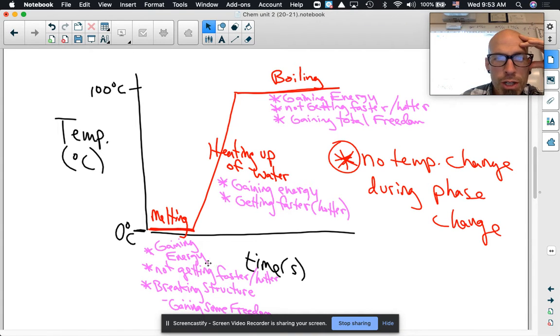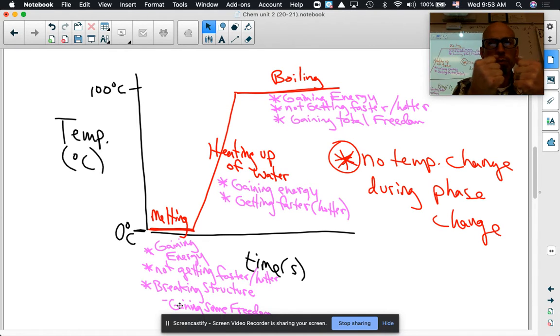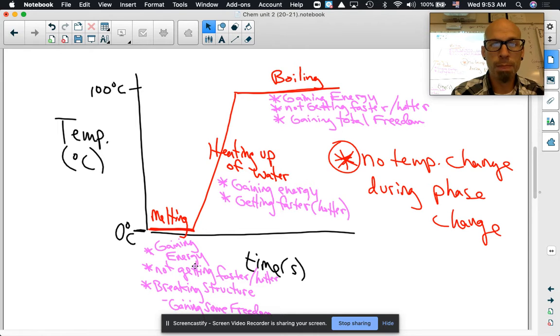So what is all the energy that they're gaining? Where is it going? It is breaking the structure and allowing the particles to gain some freedom. Okay, that's where the energy is going. The energy is not making the particles faster, it's giving them freedom. It's breaking the structure of the particles that can only shake and vibrate back and forth in a solid. That structure is breaking apart, and that costs energy. So they're not getting faster, they're gaining some freedom. Once all that's done and the ice is melted, then the liquid water can heat up.